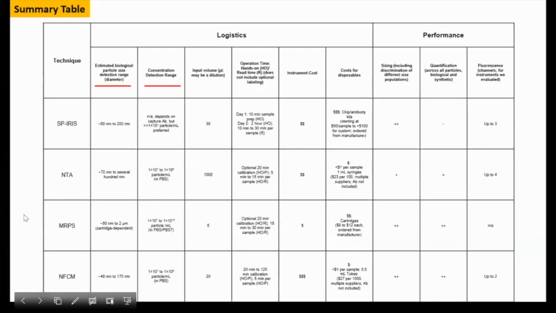A more detailed summary table has been included in the paper with size and particle detection ranges, among other valuable information that readers can find. So please have a look at the paper.